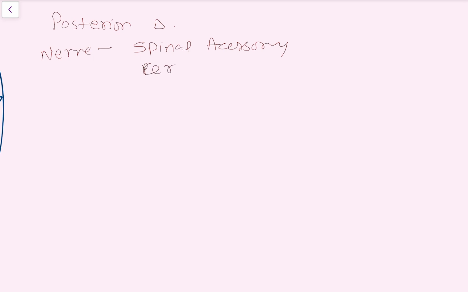What do we have in our posterior triangle? In our posterior triangle, we have certain nerves. Which ones? You can just remember it as the spinal accessory nerve and the cervical plexus.